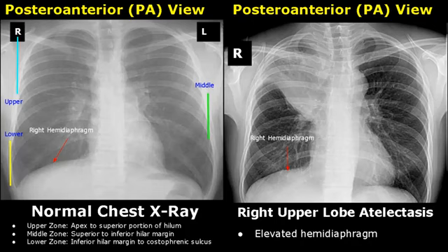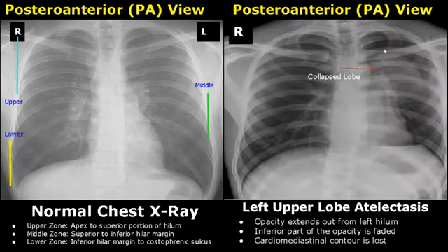In this image, we have left upper lobe atelectasis. The left upper lobe is collapsed. In this collapse, the opacity, this bright region, will extend from the left hilum. The inferior part of the opacity is faded. There is no well-defined border seen here, and the cardiomediastinal contour is lost.